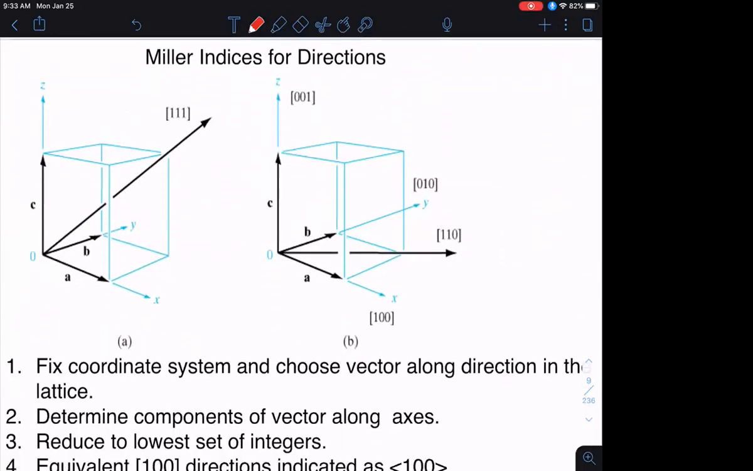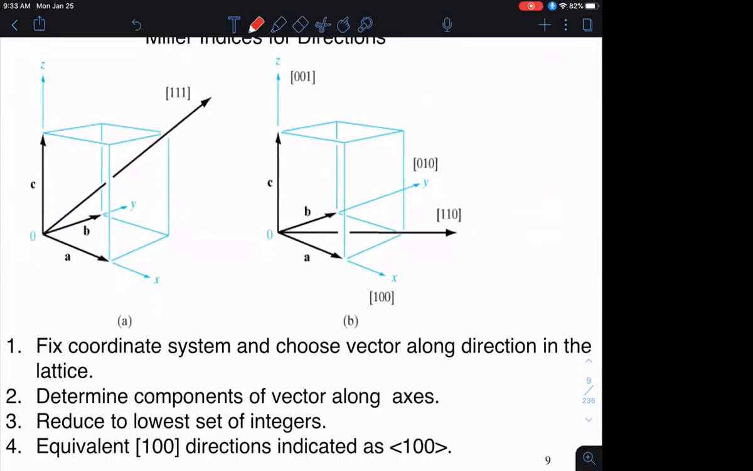So what is the recipe for directions? Very similar. You set up an X, Y, Z axis, origin at one of the lattice points. Which one doesn't matter, they're all equivalent. Line up the axes along the edges of the cube. And then if I'm interested in a particular direction, you draw a unit vector along that direction, and you reduce the components of the unit vector to the lowest set of integers.